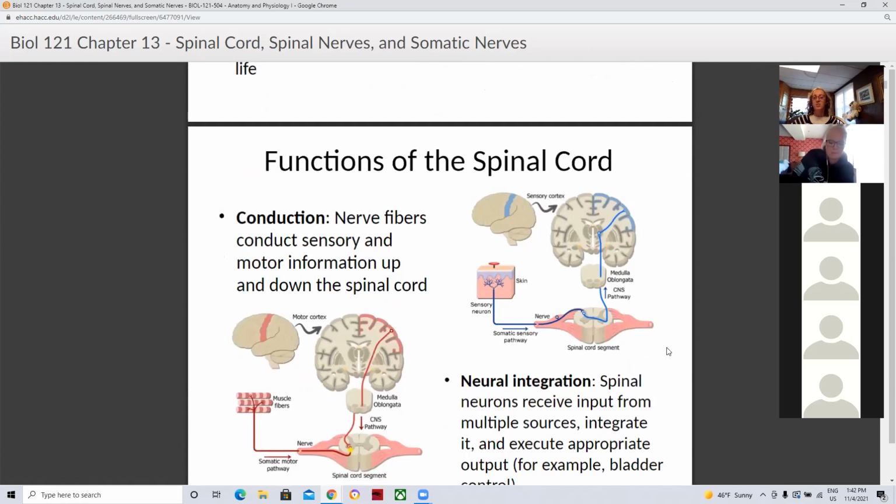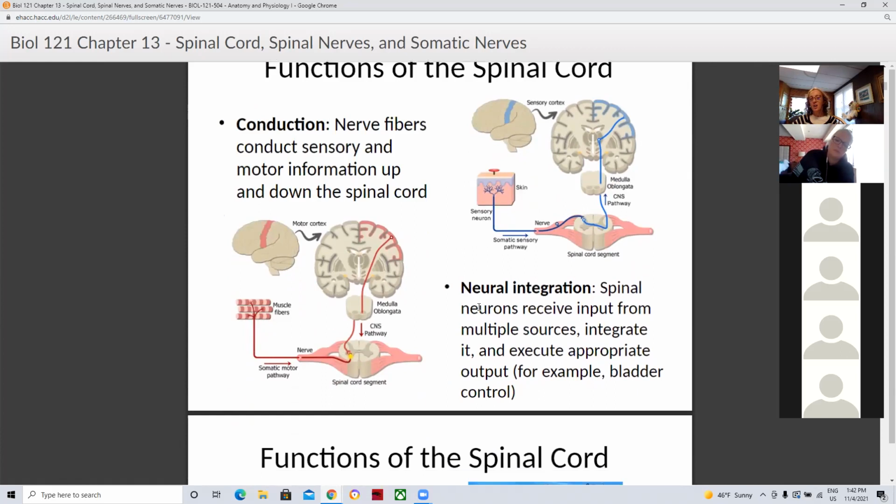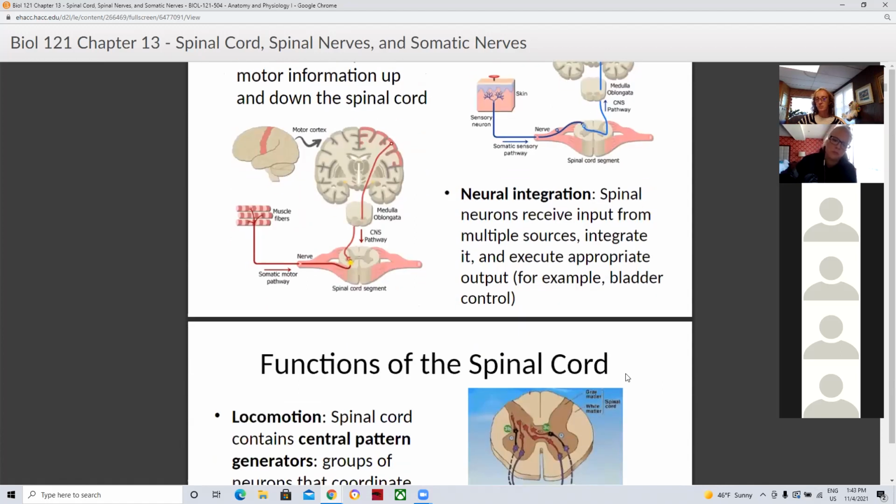Functions of the spinal cord. The spinal cord is used in conduction. So nerve fibers within the spinal cord conduct sensory and motor information up and down the spinal cord. They're involved in neural integration. So spinal neurons are going to receive input from multiple sources, integrate it, and execute appropriate output. We'll talk about reflexes later in this chapter too.